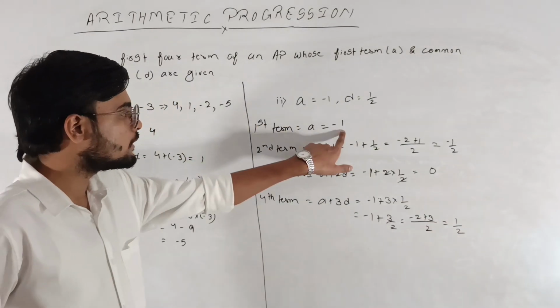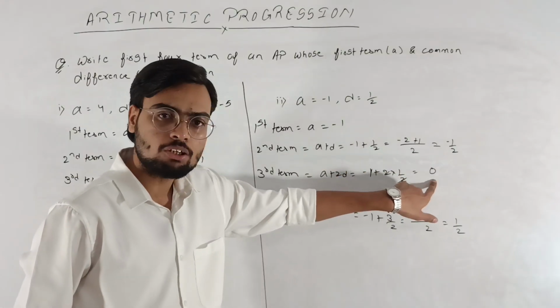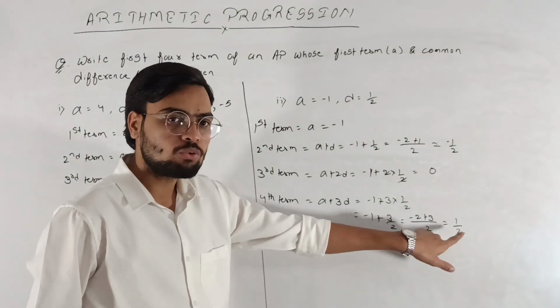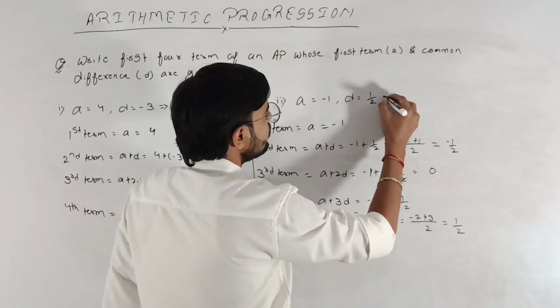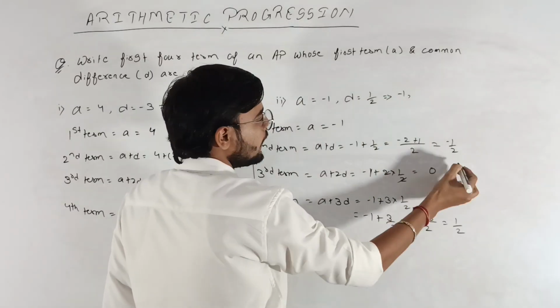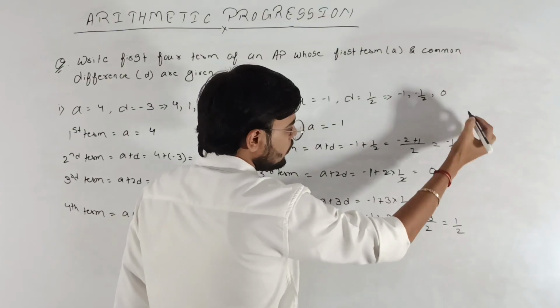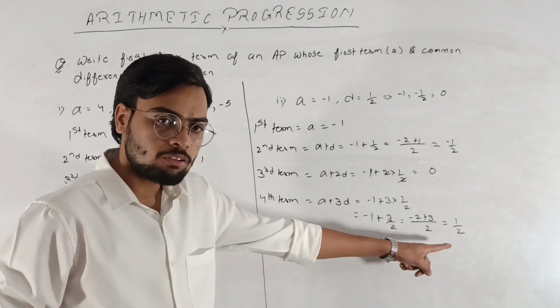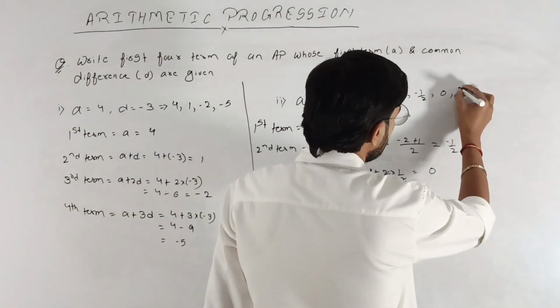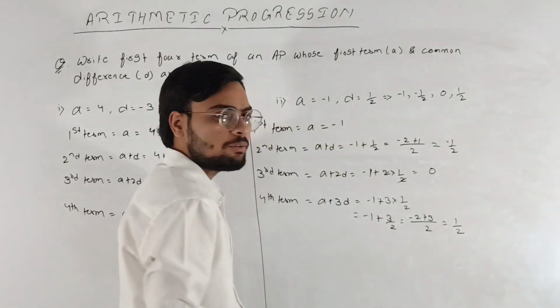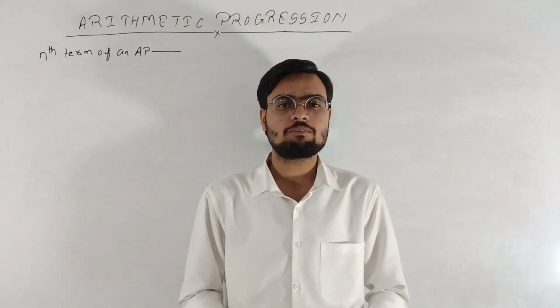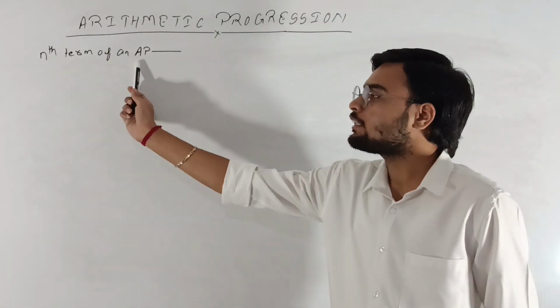So our first term is minus 1, second term minus 1 upon 2, third term 0, and fourth term is 1 upon 2. So we have to write: first term minus 1, second term minus 1 upon 2, third term 0, fourth term 1 upon 2. Okay. Now let's move towards our next topic, that is nth term of AP.